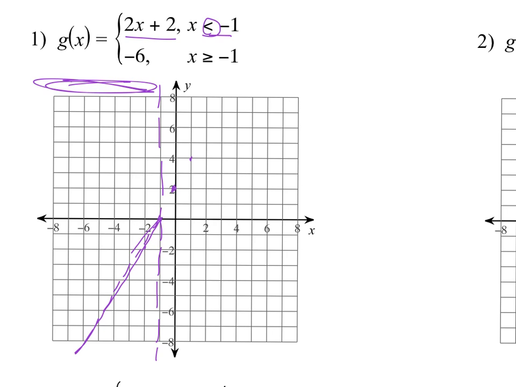Since we're just less than and not less than or equal to, we get a hole at that boundary. For the other part, now we're on the right side of -1, -6. And we get a filled-in circle there.